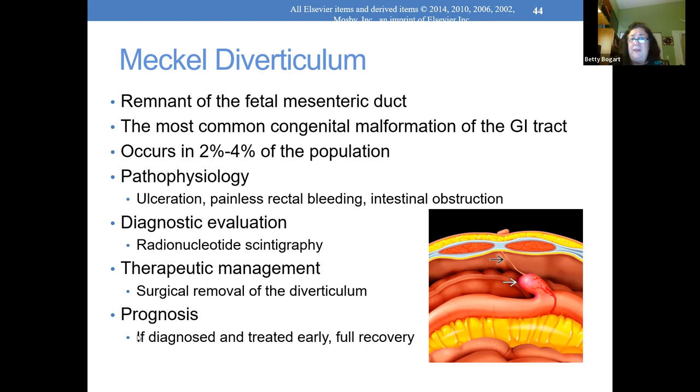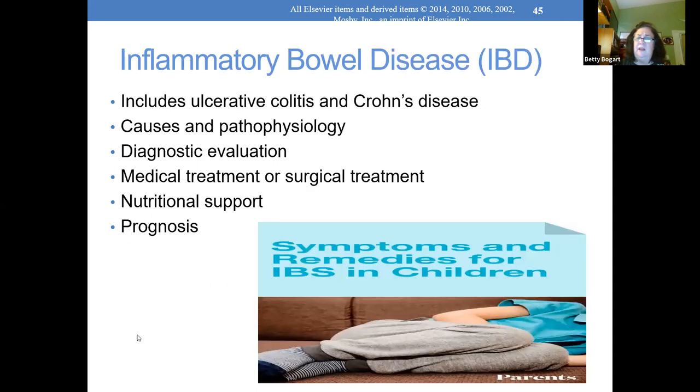So what do you see? Painless rectal bleeding. You're not going to see a belly hurting anywhere. You're going to see this painless rectal bleeding. What they need to do is go to surgery and just remove that diverticulum. They need to tie it off and they do really well. It's just this rectal bleeding, and again, you're not going to see any pain with it.